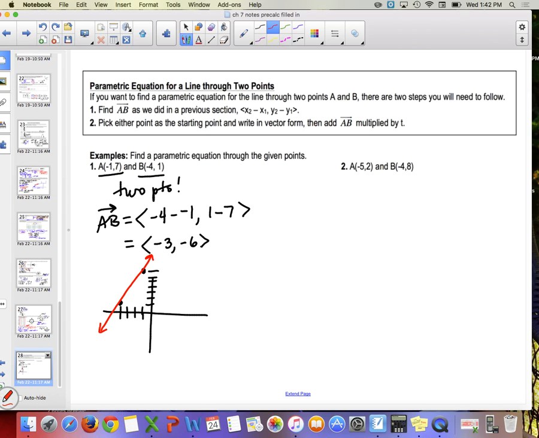All right. So what we're saying is we're going in the direction of -3, -6. A is at -1, 7 and B is at -4, 1. Did I do that right? A and B, those are my two points. So AB is going to be in the direction -3, -6.